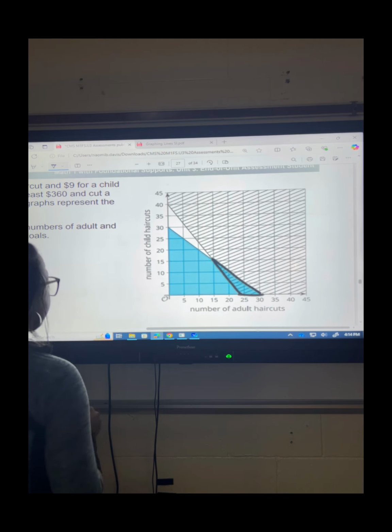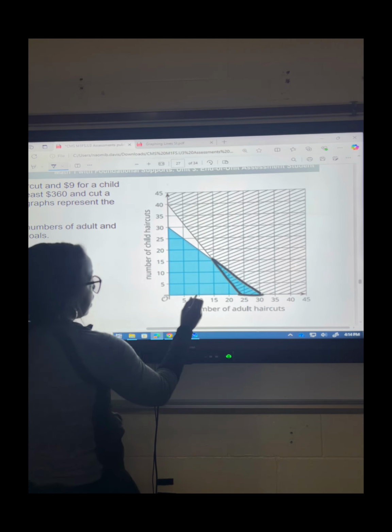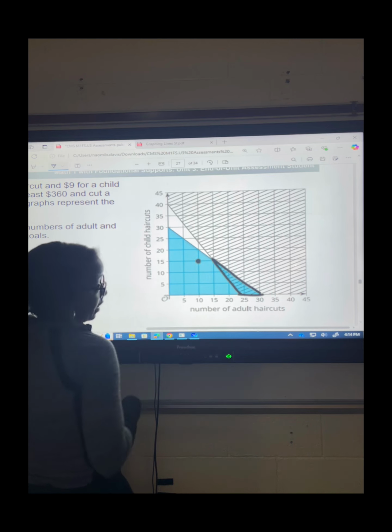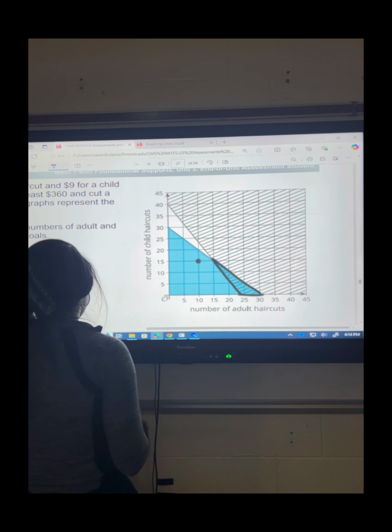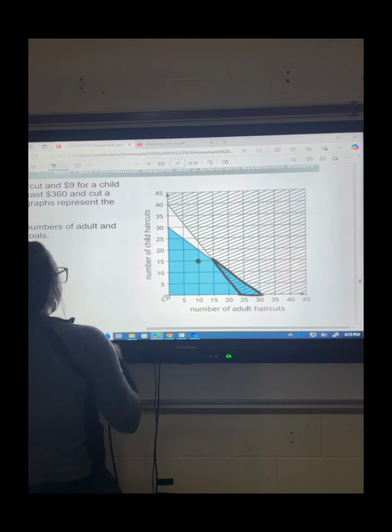First option is 10, 15. So I'm gonna go to 10 and go to 15. Would that be a solution to both of them? Not just one, both of them. No, it would not. So A is not an option.